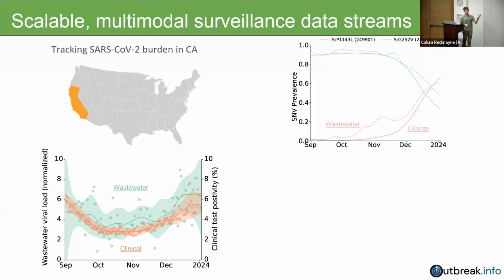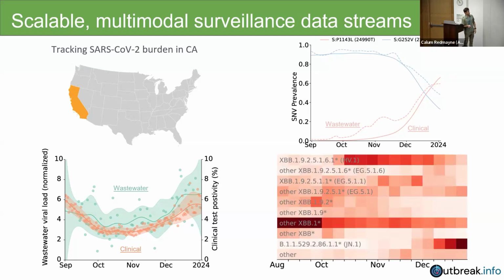But we can also pull in sequencing information from all of these. We can see as different mutations rise in frequency and drop in frequency over time. And that foreshadows changes in the lineage landscape in the community or across the state. So here you can see highly analogous wastewater and clinical curves. And then we can start looking, using our Freya approach, to pull out the individual lineages that may be responsible for this.